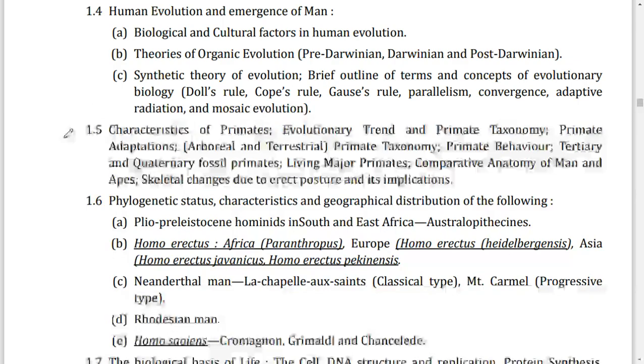1.5 Characteristics of primates, evolutionary trend and primate taxonomy, primate adaptations: arboreal and terrestrial, primate behavior, tertiary and quaternary fossil primates, living major primates, comparative anatomy of man and apes, skeletal changes due to erect posture and its implications.